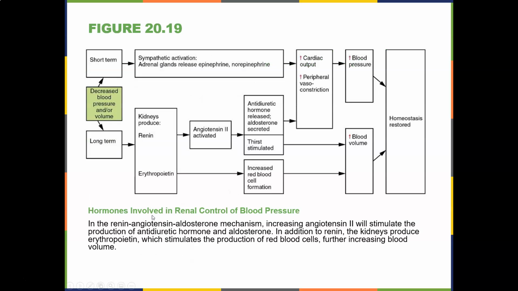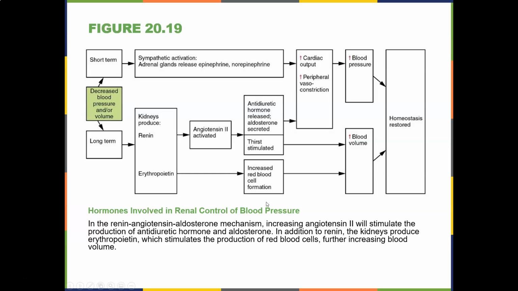Again, the hormones involved in renal control of blood pressure are part of the renin-angiotensin-aldosterone mechanism, increasing angiotensin II. So you're thinking, okay, what's going on here? Again, in our class, we're not really going to go into the kidneys and the hormones too much.